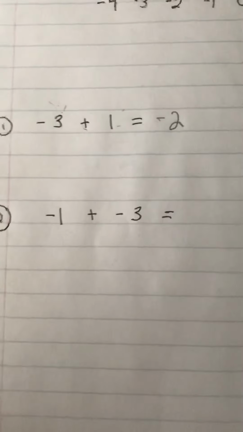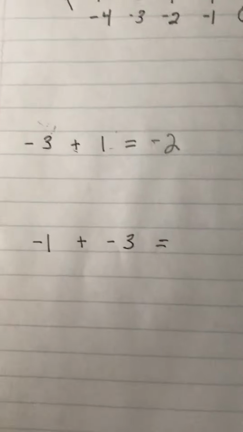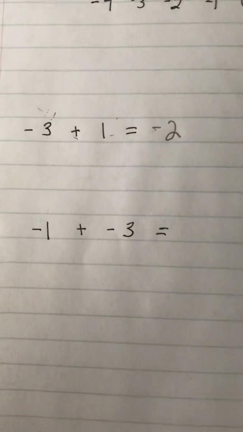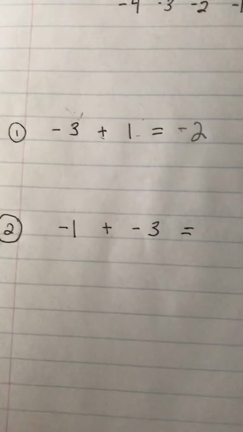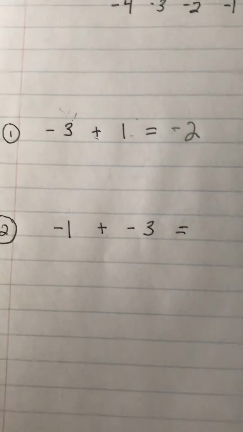All right, let's move on to the next one. -1 plus -3. So I owe someone $1. And then I borrow more money from them and I owe them another $3. And again, owe means that you're in the negative. So -1 plus -3. Again, if you can do it mentally, go for it.